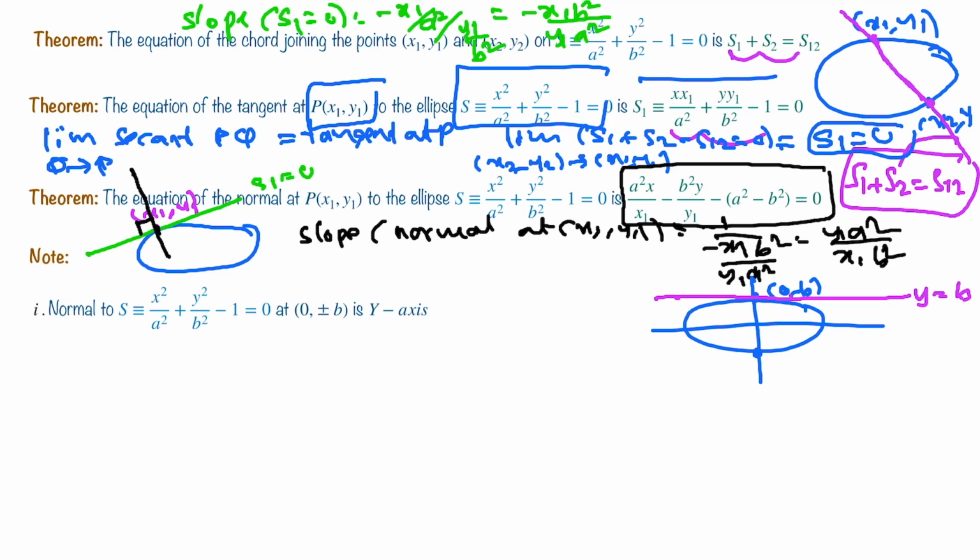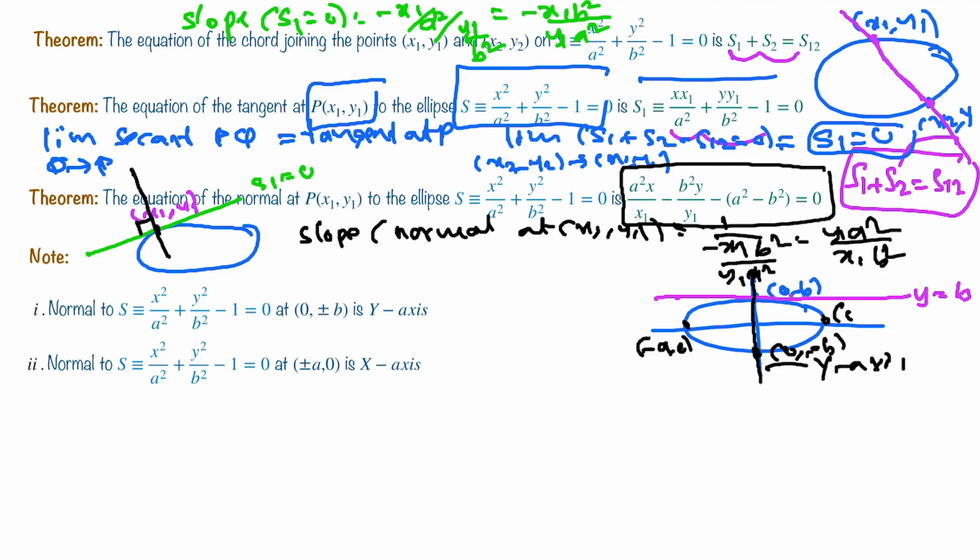Okay, so the normal is going to be what? The normal will be a vertical line passing through 0 comma b, that is exactly the y axis. Same thing with the point 0 comma minus b. So at these ends, 0 comma b and 0 comma minus b, the normal will be the y axis. Similarly, the normal to this ellipse at the ends minus a comma 0 and a comma 0 is the x axis, because the tangent is going to be a vertical line. These are going to be tangents, and the line passing through these ends and perpendicular to this vertical line will be a horizontal line. So that is actually the x axis.